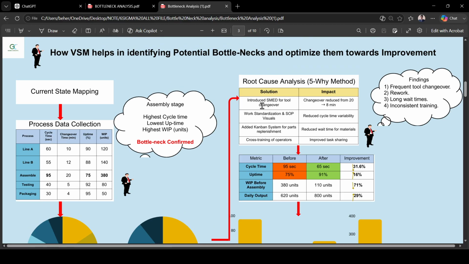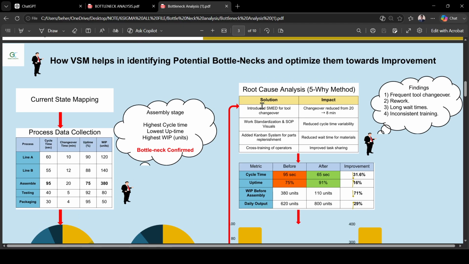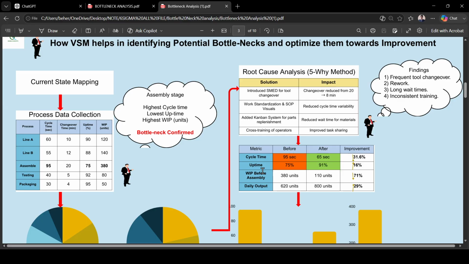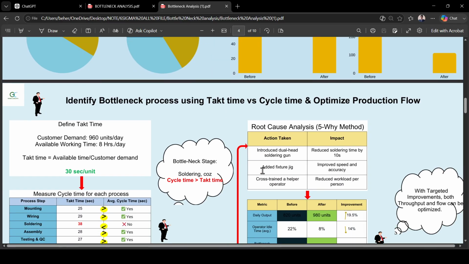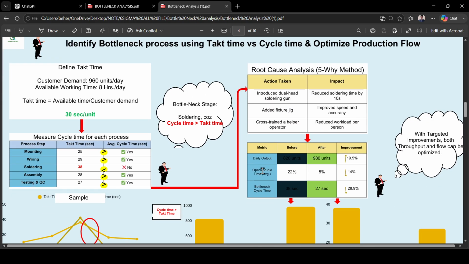Then the current state of the bottleneck: how the value stream mapping helps in identifying potential bottlenecks and optimizing them. Current state mapping process data collection: the line is 60, 10, 60, 10, 90 and 20. See that image, so you can easily understand what the bottleneck is. The assembly stage has the highest cycle time, lowest uptime, and highest WIP. So identify the bottleneck process using takt time versus cycle time and optimize the production flow.